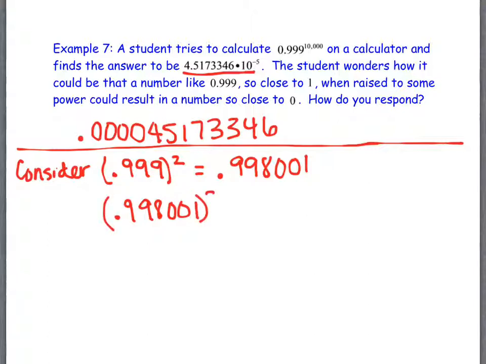So we're taking that 0.998001, and we're going to square it. When you square something twice, remember exponents, this is equivalent to writing this number to the 4th power because you've squared it twice. So that's what we're doing. We're just increasing the power. So what happens when you square this again?